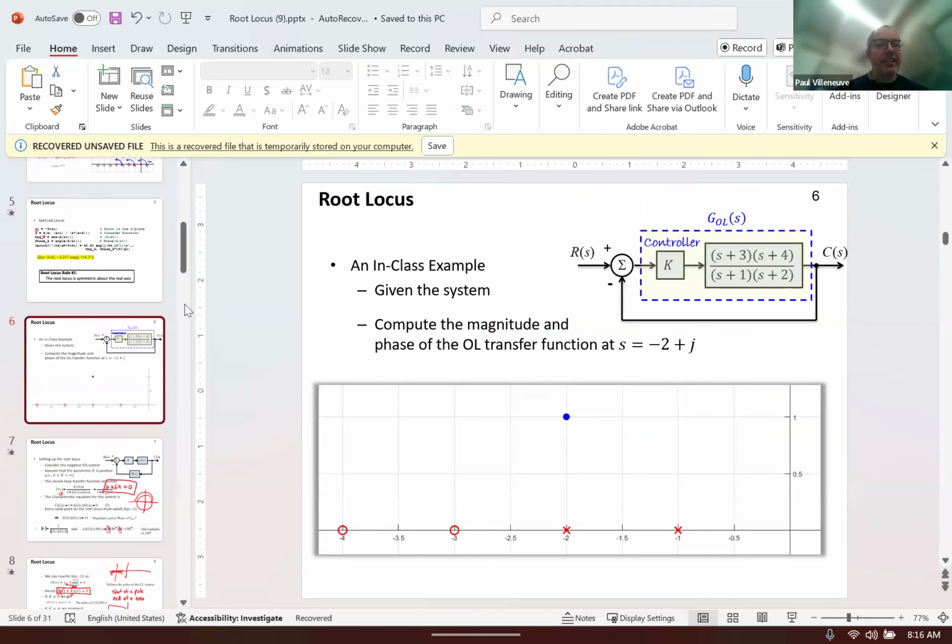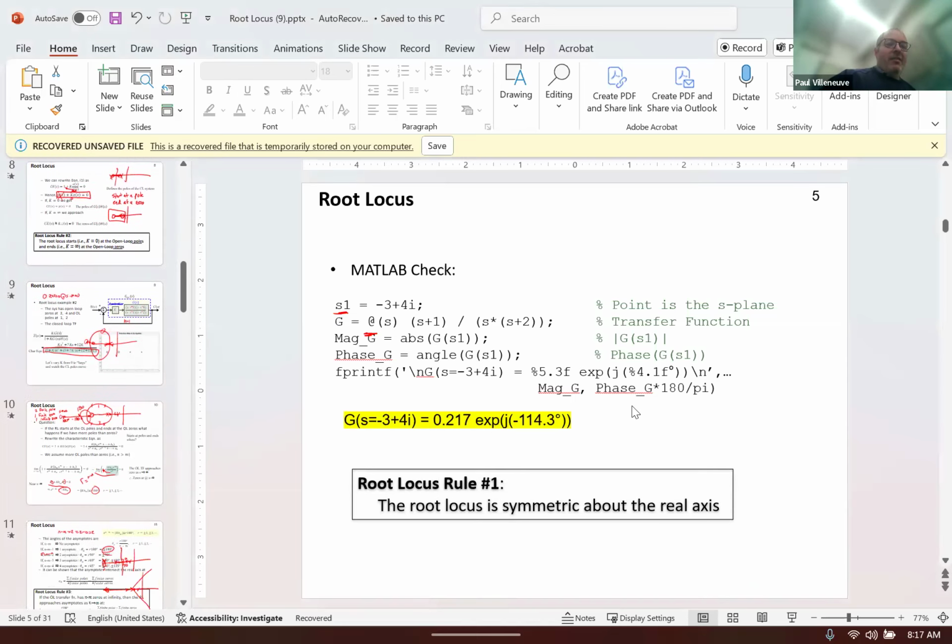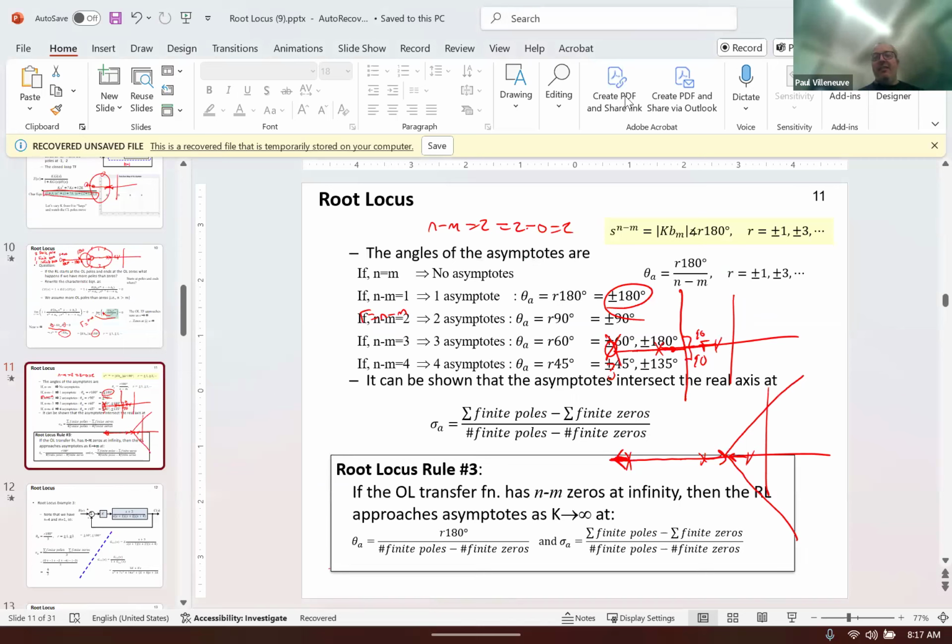Let's see what we've presented thus far. I wonder if there's anything on this slide that would tell me why we can't leave the real axis. Is there perhaps a rule that you see as to why you can't leave the real axis? It's symmetric about the real axis, right? Why is that? So we're symmetric about the real axis. What's another way to say that?